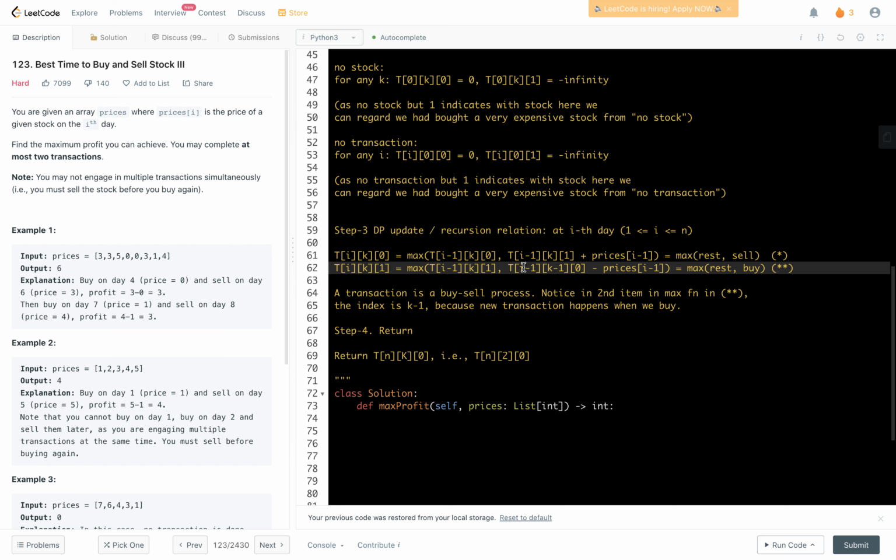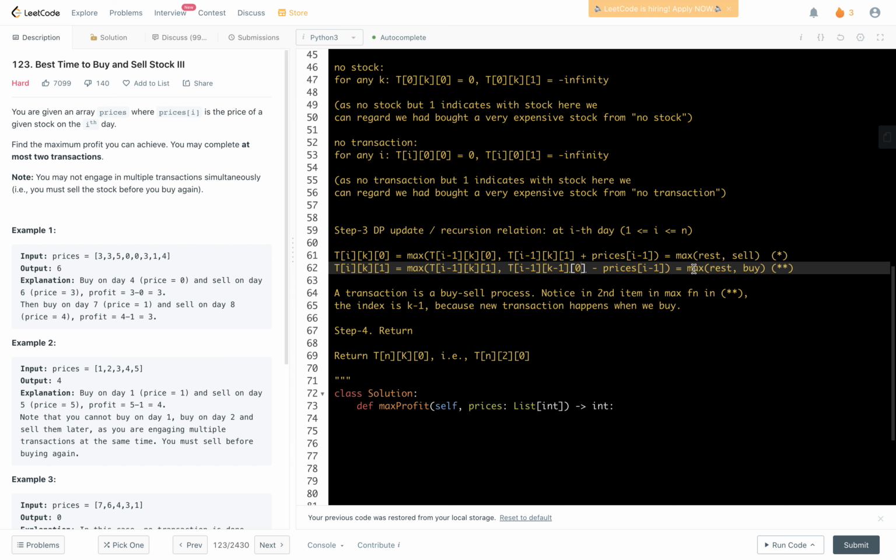So T[i-1], that's the day I-1, but here with k-1. The reason we use k-1 is that because we buy new stock, which triggers a new transaction. So on the previous day, the maximum number of allowed transactions is k-1. In other words, we count this transaction here. The 0 indicates that at the end of day I-1 we do not hold stock. This is the reason that we can consider buying stock. So this is equation double star.